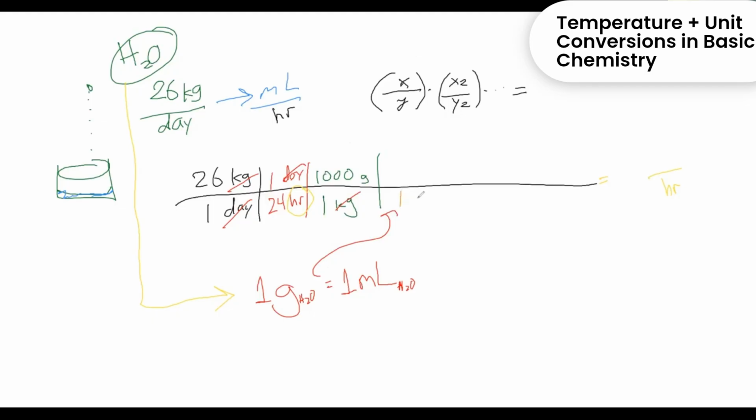For every 1 gram, I have 1 milliliter. Doesn't do anything to my number. 1 over 1 doesn't mean anything, right? Grams are gone, grams are gone. But I now have units of milliliters per hour. This is a much longer dimensional analysis problem than you might see in most cases, especially as you're starting out. But it is important to give you something to go back and digest.